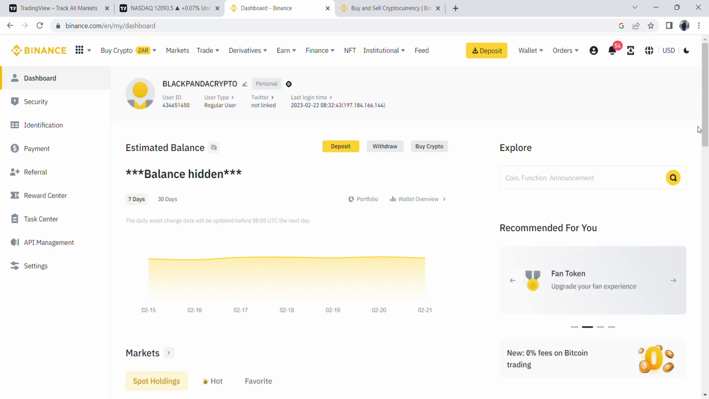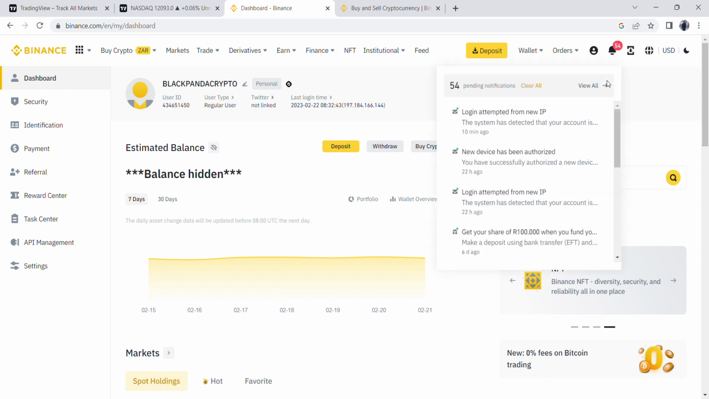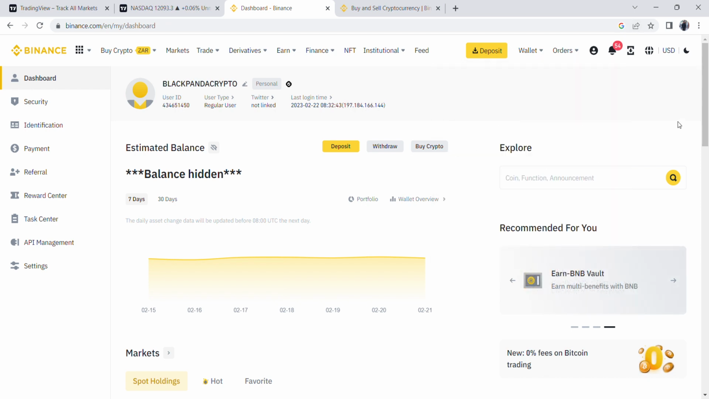on your desktop. Firstly, you're going to have to create an account. As you can see, this is my account, Black Panda Crypto. This is my personal account. And yeah, let's get to it. Firstly, after creating your account, once you log in on your desktop, this will be your dashboard. This is where you'll see your price, and this is where you'll see the constant up and down movement of your investments.